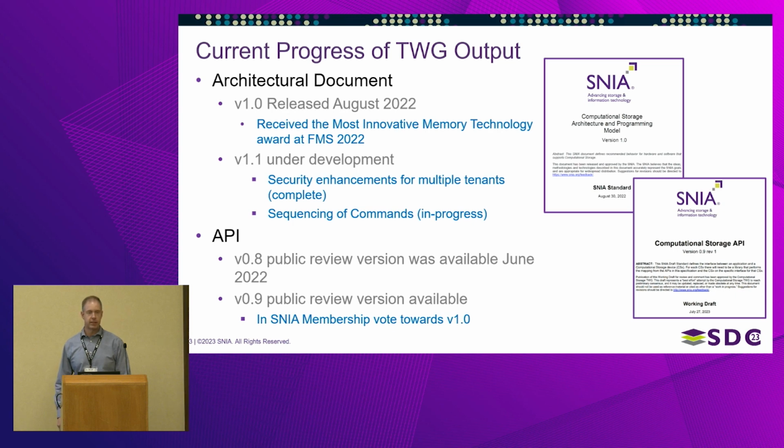From the API perspective, an API version 0.8 came out a little over a year ago in June of 2022. There's a 0.9 public review version that is available, and anyone can go out and download that. And right now, that version 0.9 is in membership vote to become the 1.0. If there's no issues with it from that membership vote, then that 0.9 will become the official 1.0. And that closes in early October, so we'll be looking forward to that.